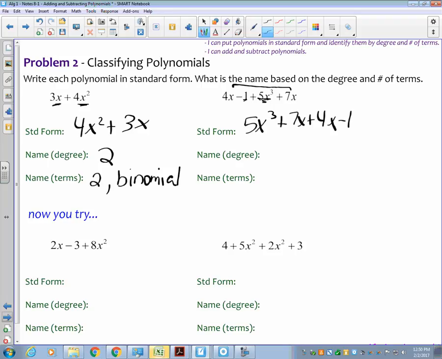So like this, what is the degree? What's the highest exponent? 3. And before we simplify it, how many terms does it have? It has 5. 1, 2, 3, 4.